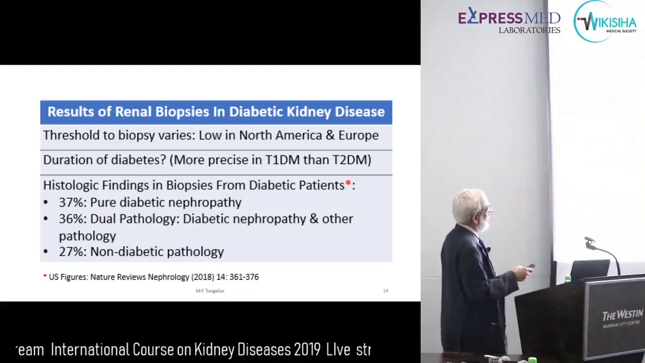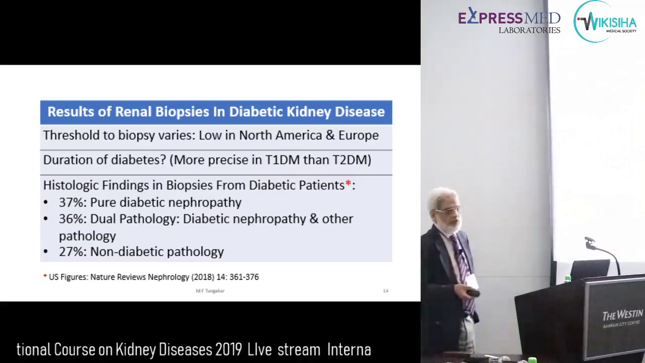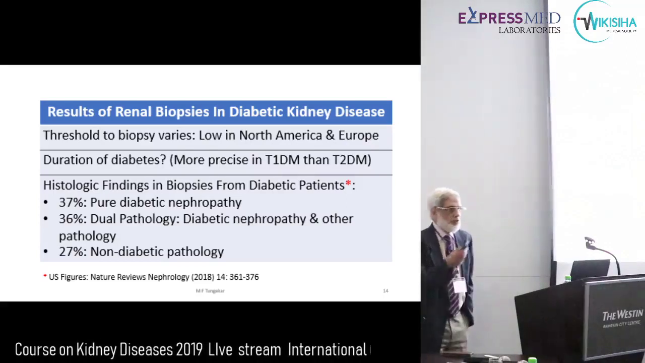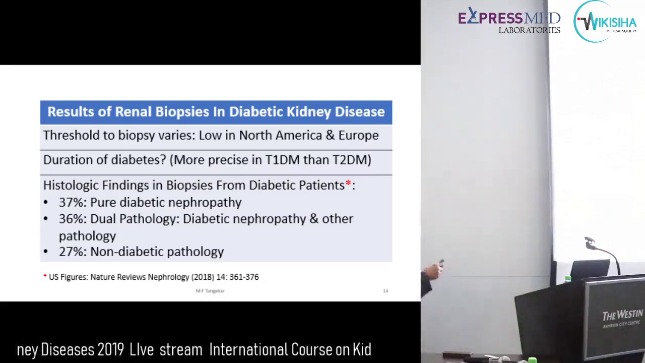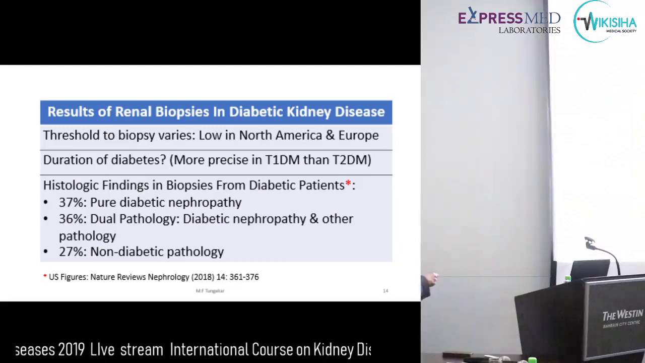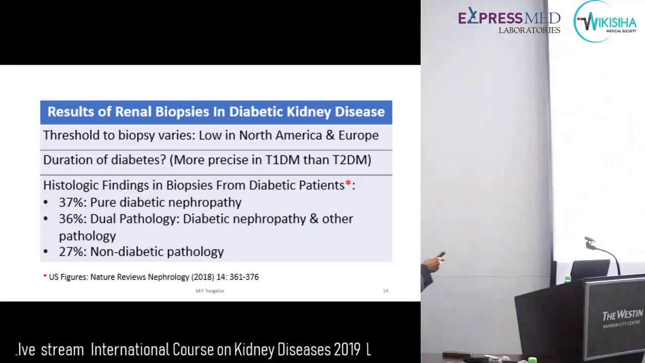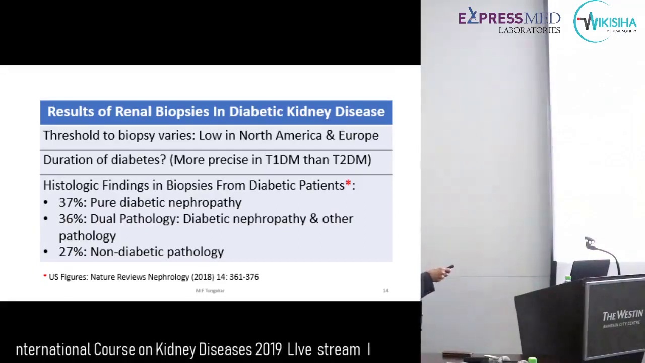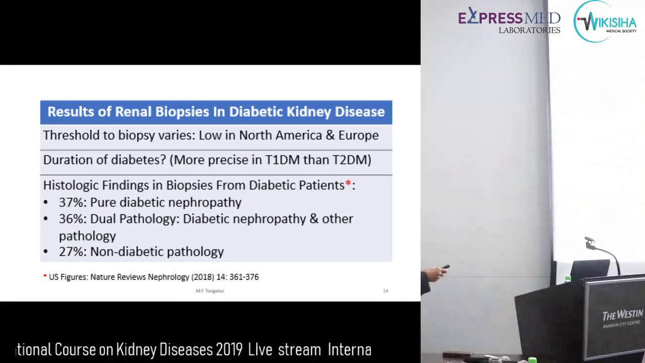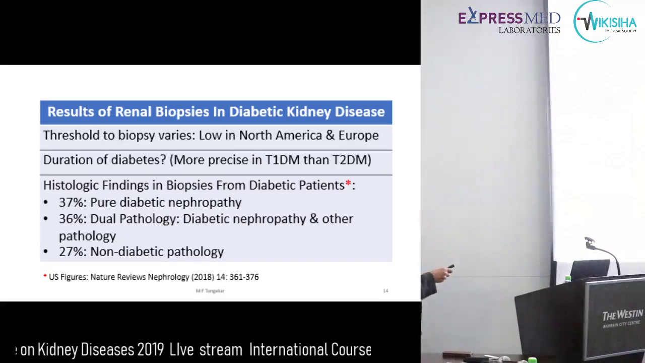The threshold is fairly low in North America and Europe, and especially in the UK it is even lower because the biopsy is free on the NHS. You don't have to go through insurance, so it's more commonly done. But they still have some sort of threshold there to do a biopsy. Because of this, you can't know the true incidence of diabetic nephropathy in diabetic kidney disease. True incidence is difficult to assess.